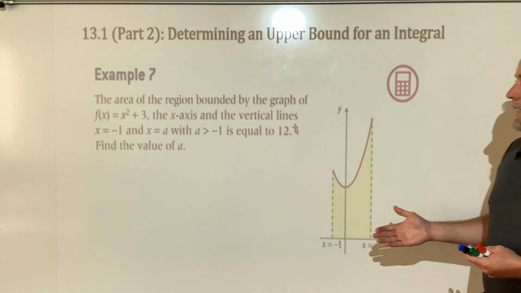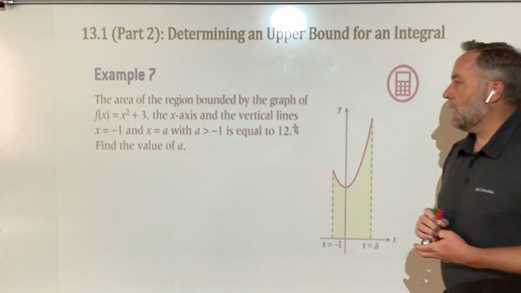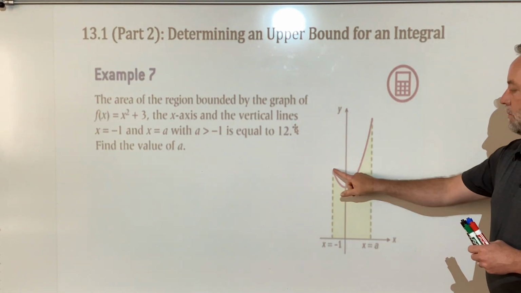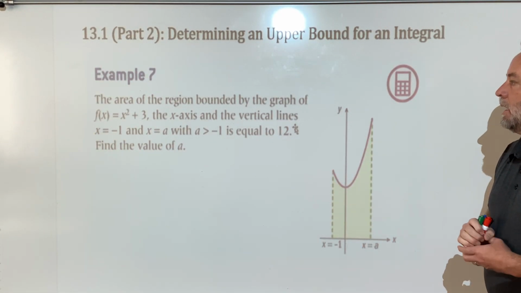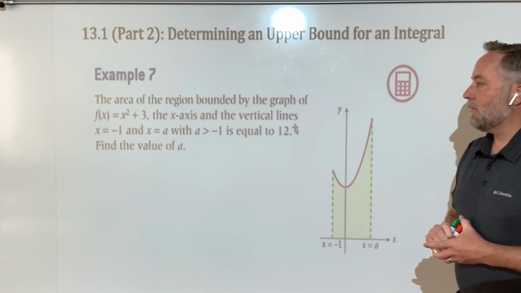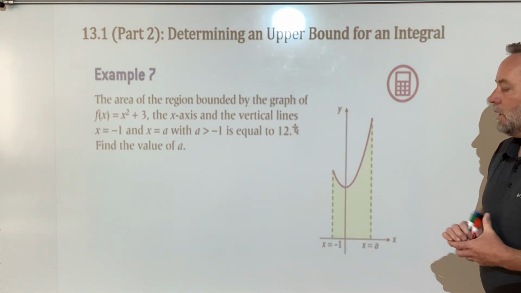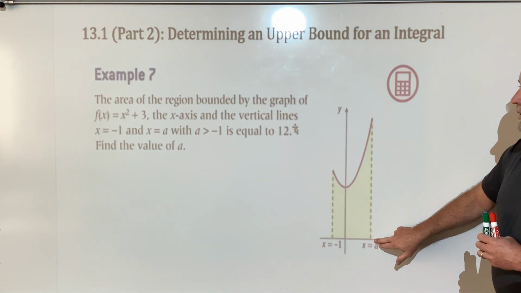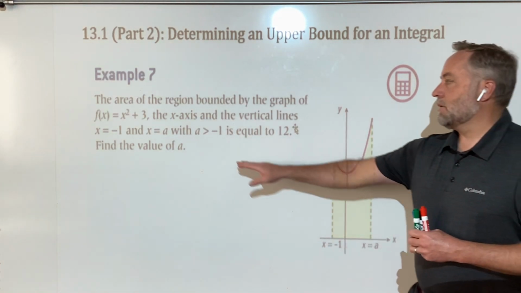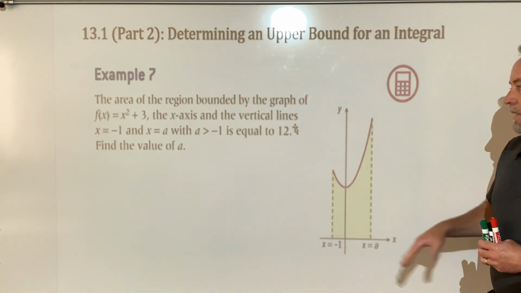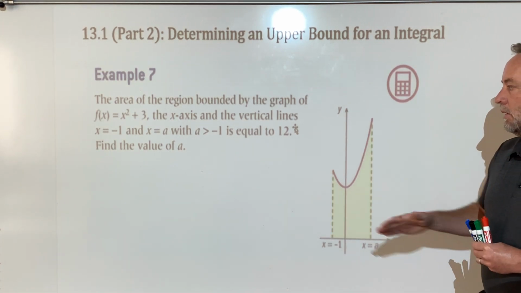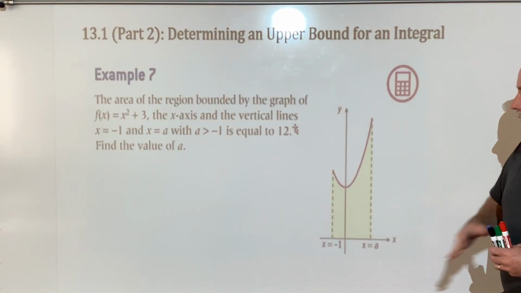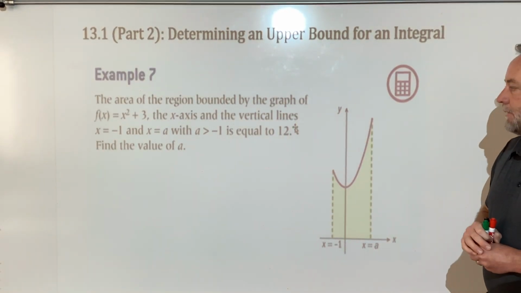So the question says, the area of the region bounded by the graph of f of x is equal to x squared plus 3, so just a parabola shifted up 3, the x-axis and the vertical lines x equals -1, which is here, and x equals a, some value we're unsure of, but we're told that a is greater than -1, and we can see that in the diagram. That total area is equal to 12, and we're asked to find the value of a.